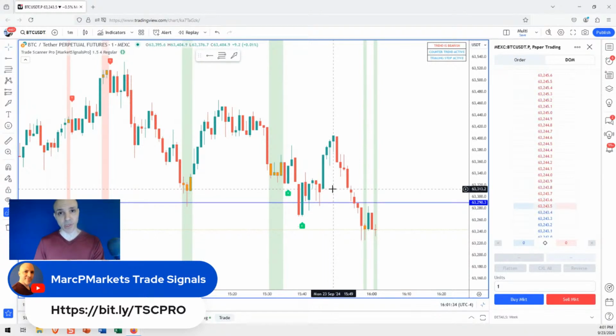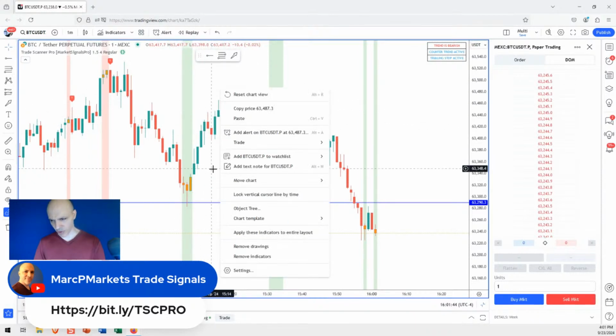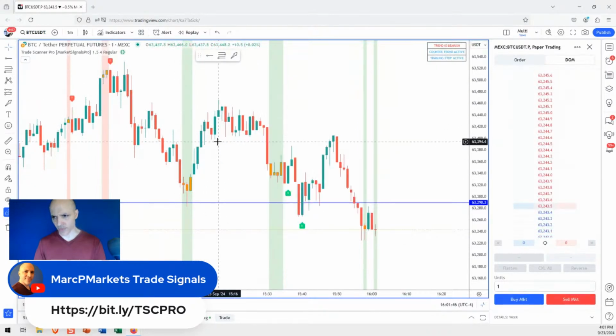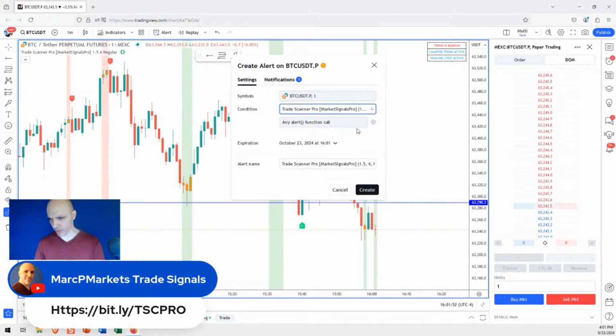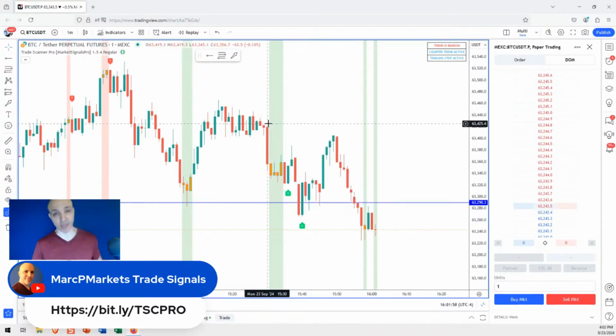We've done our analysis on a 4-hour chart. We're on our 15-minute chart, waiting. We're at the level, waiting for a signal. It could take 2 or 3 hours before a signal appears, right? So what do you do? You go and you set up a notification, right? You do this, and you set this up here like this. You change this to Trade Scanner Pro, and then you just set this thing, right?